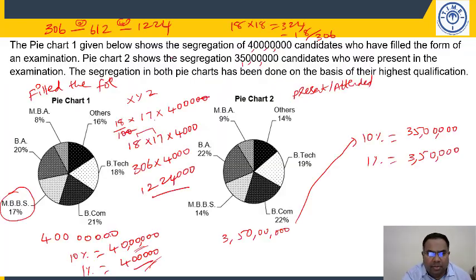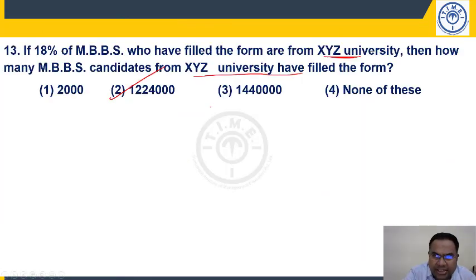So, from MBBS, how many have applied? 17%. 17 into 1%. 17 into 1% value is 4 lakhs. Out of this, XYZ University are 18%. 18 by 100. So, 18 into 17, if you know multiplication table, it directly I'll say 306. If you don't know, see here 18 into 18 is 324. 18 less, so 306. Into 4 is 1224 followed by 3 zeros.